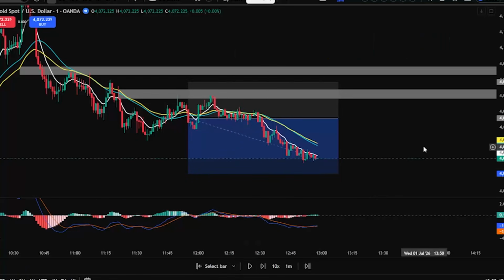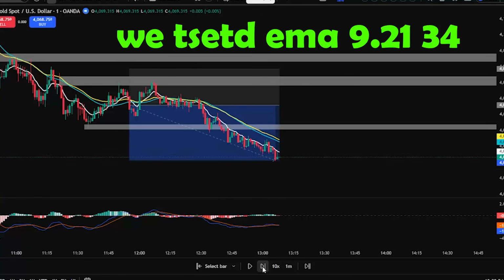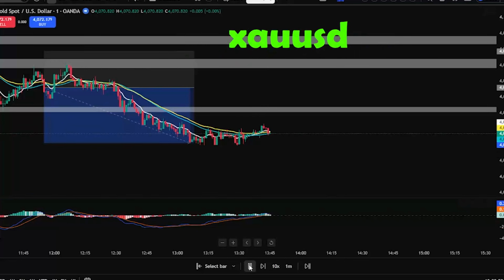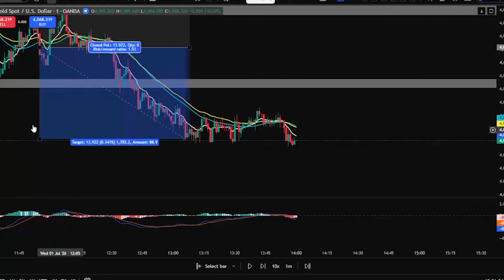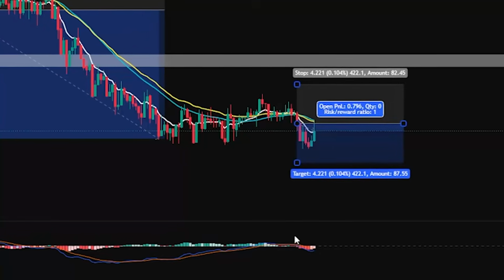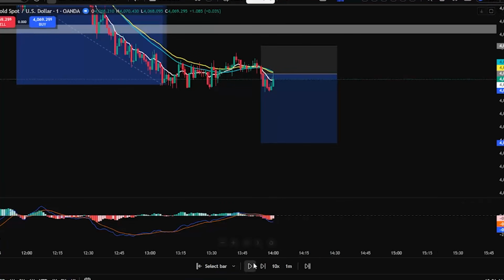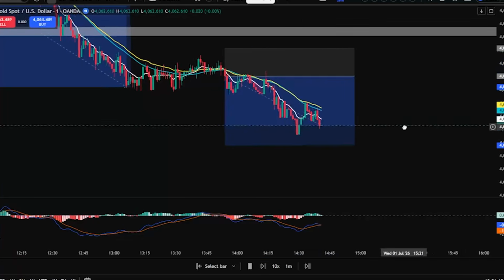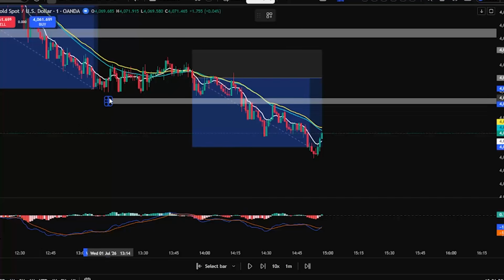Backtest result. Now let's look at the data. Instead of judging this strategy from one lucky trade, we tested the EMA 9/21/34 setup across multiple XAUUSD high volatility sessions. The goal was simple. Find out if adding MACD confirmation could help filter weaker EMA signals. We tested 100 historical 1-minute gold setups where EMA 9 crossed below EMA 21. Price retested EMA 34. MACD confirmed bearish momentum.